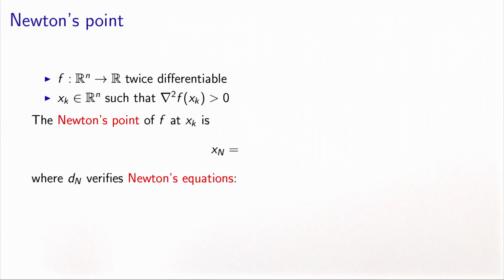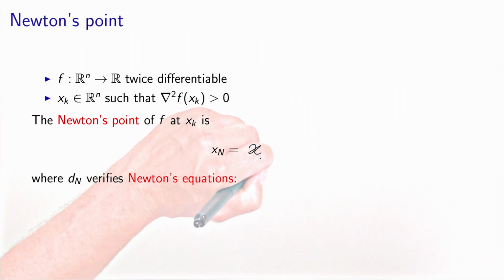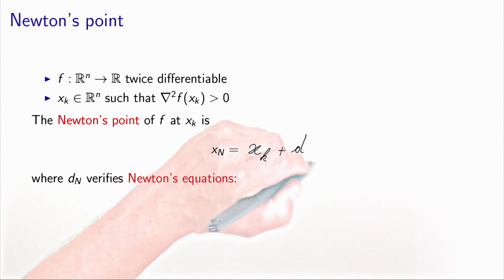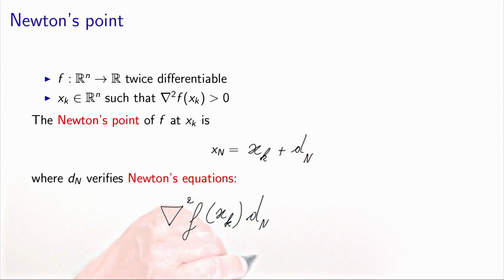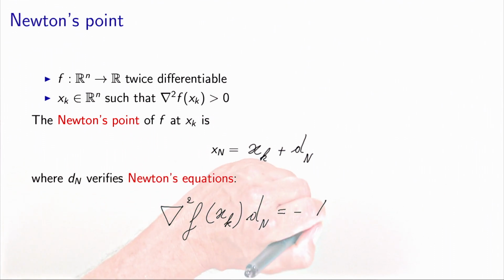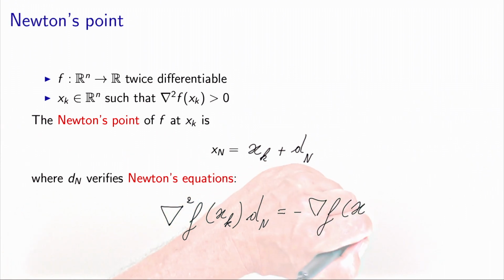So what we call Newton's point is a point that basically represents the next iterate of Newton's method starting from xk. So it's xk plus the direction dn, and dn verifies what we call Newton's equations, which is given by the Hessian of f times dn, which is equal to minus the gradient. This is the definition of Newton's point. So it's the point which is obtained by applying one iteration of local Newton's method to a current iterate xk.